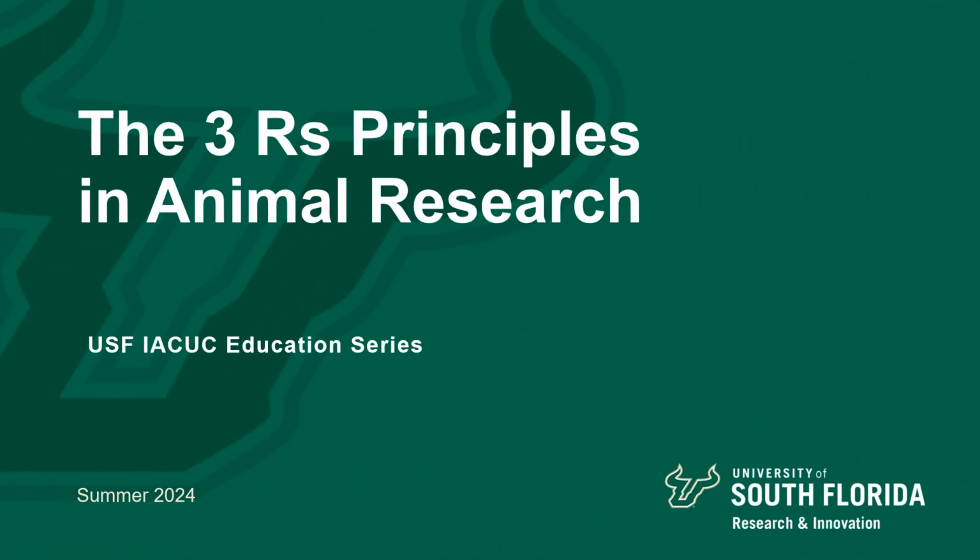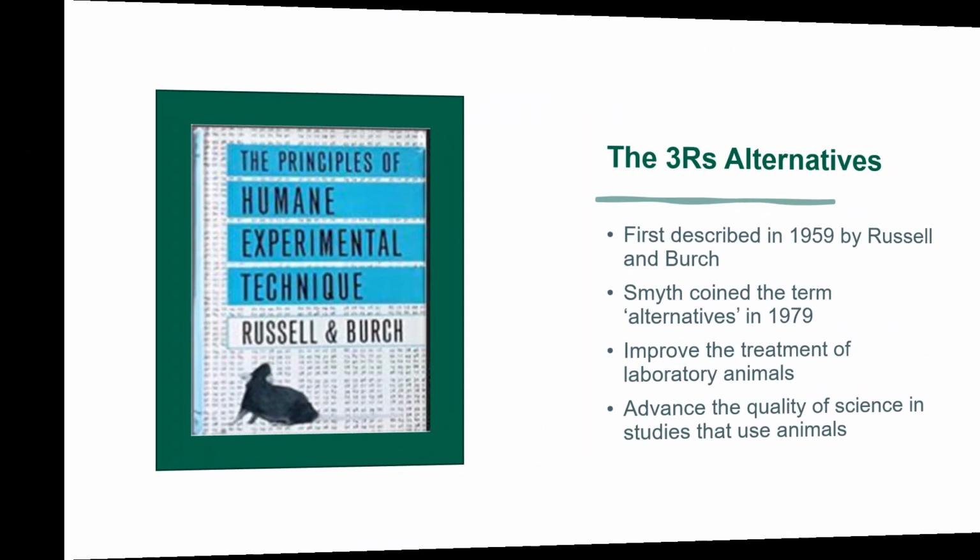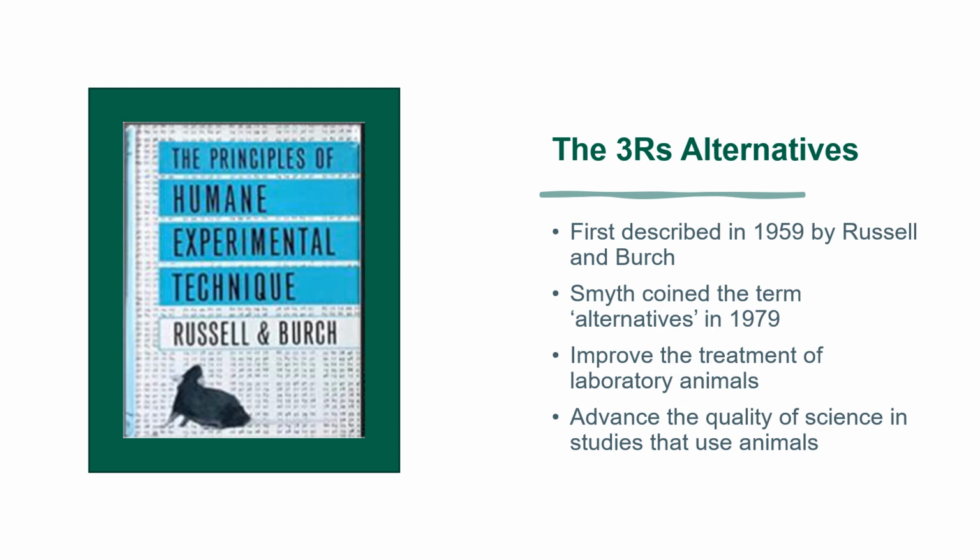This video is about one of the fundamental principles in animal research ethics, the 3 R's concept. The 3 R's of animal research were first described by Russell and Birch in 1959.